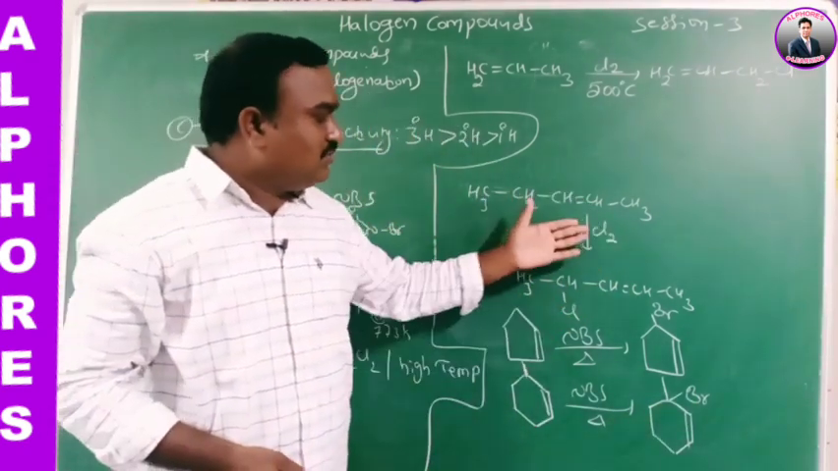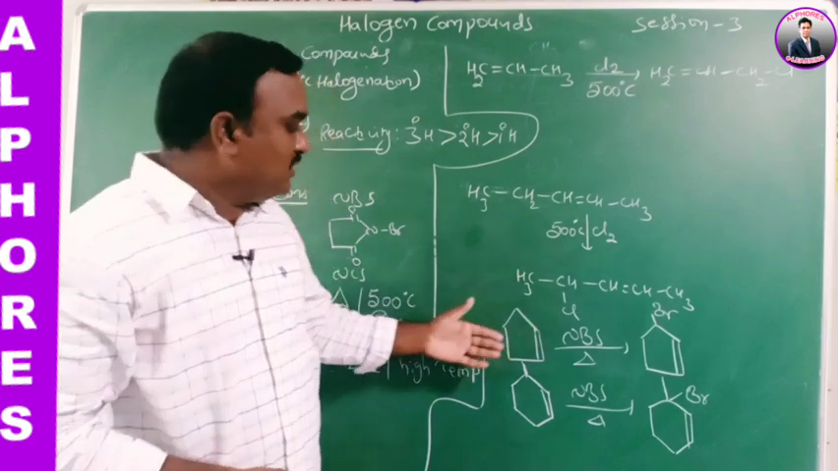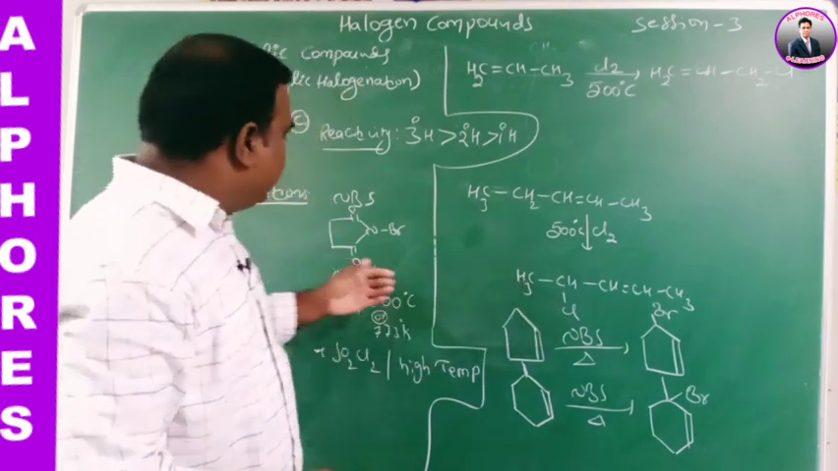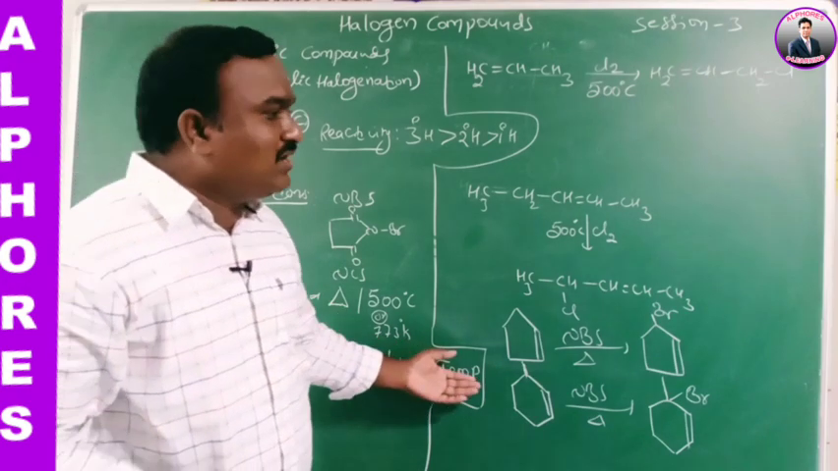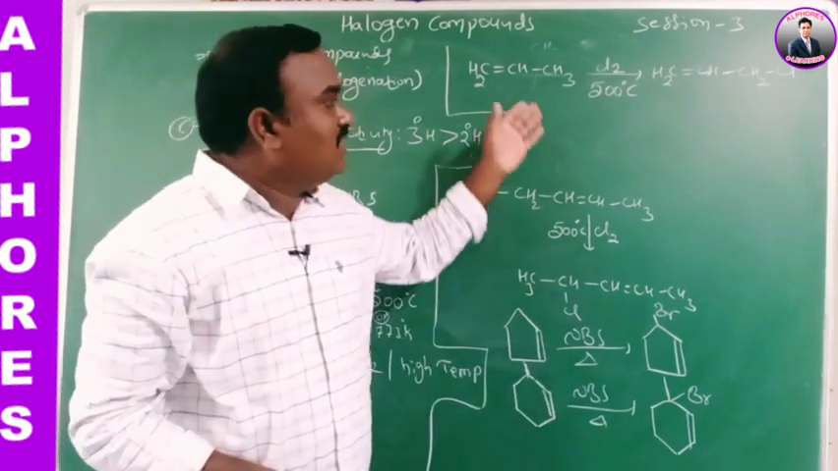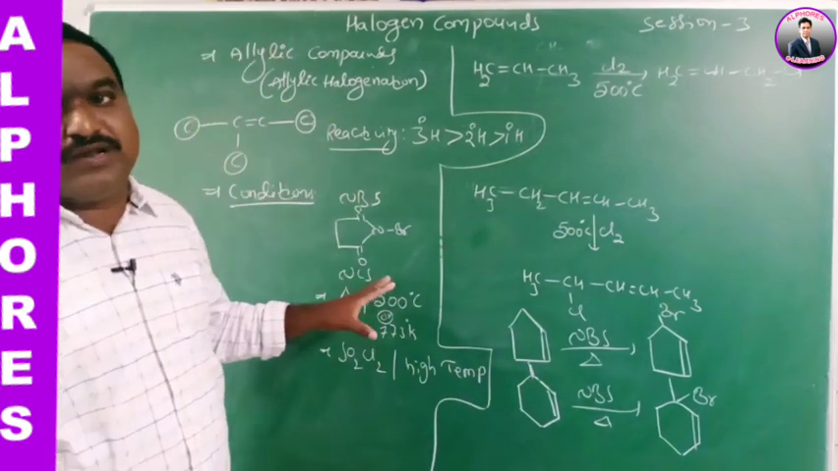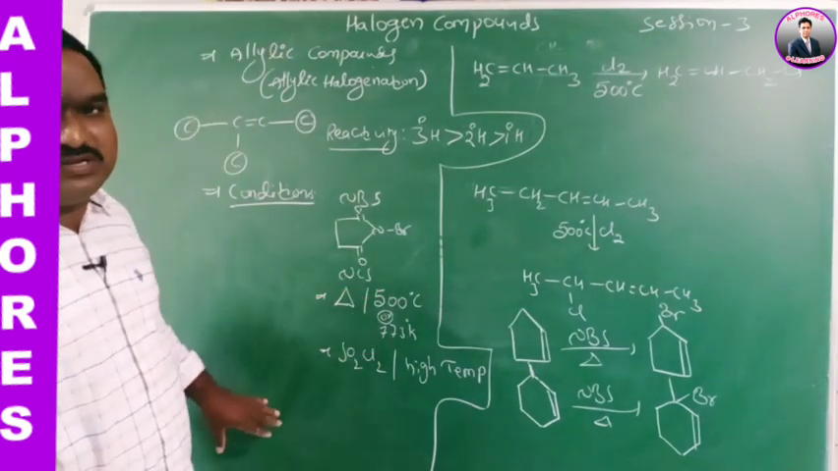In this way, if you take chlorine or bromine, N-bromosuccinimide, N-chlorosuccinimide, or a sulfuryl chloride compound in the presence of high temperature, then you form the allylic halogenation product.